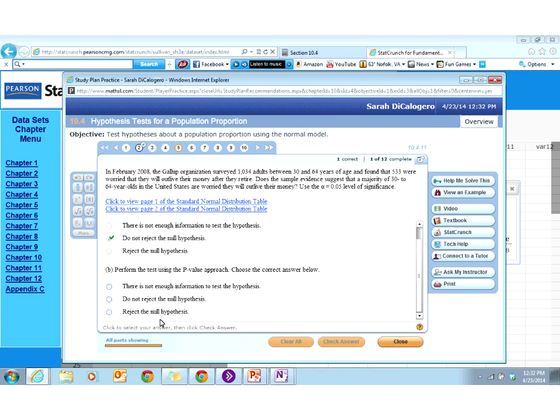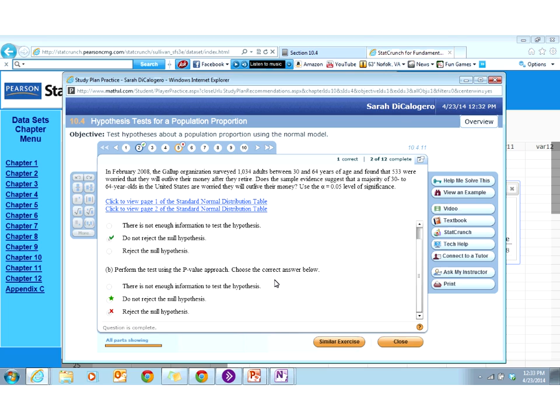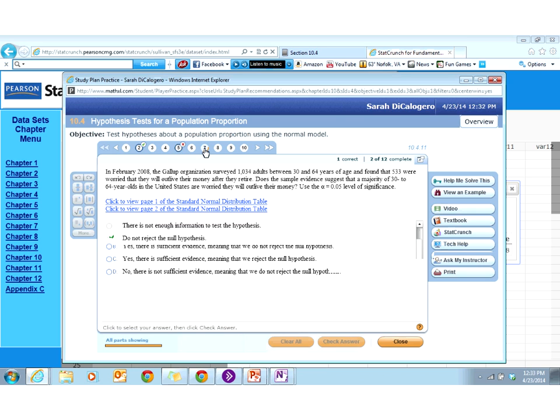Performance testing checks the correct answer. Well, we already knew. P-value approach, it's too big, reject the null. What? Oh, sorry, I hit the wrong one. It was do not reject the null. I know better. Just because we already said it's too big, we're not rejecting the null. It has to be smaller than alpha to reject the null. Duh. All right, one more and then we're done.